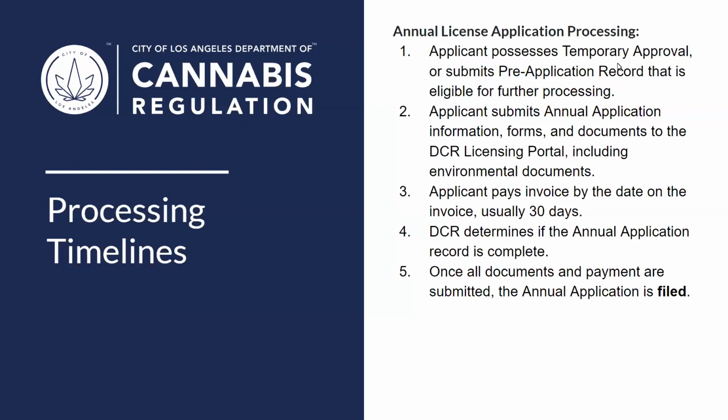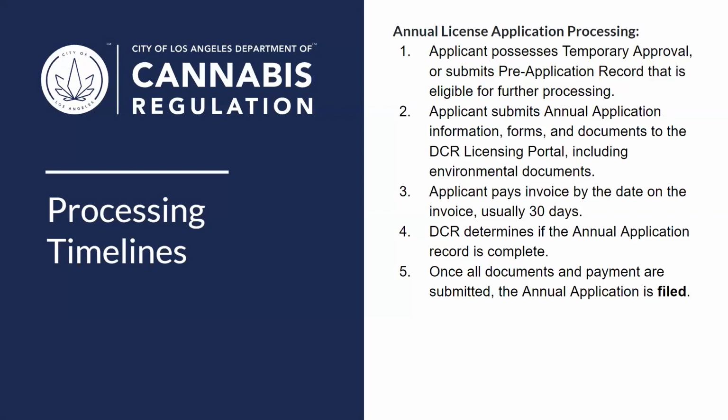The annual application needs to be submitted. The applicant needs to submit all of the applicable annual application information forms and documents to DCR. They have to pay the applicable fee. Once the fee is paid, DCR will determine if the annual application record is complete. If it's not complete, DCR will provide the applicant an opportunity to cure the deficiencies and resubmit the materials subject to the payment of any re-review fees. And then once all of the documents and payment are submitted, the annual application is deemed filed.